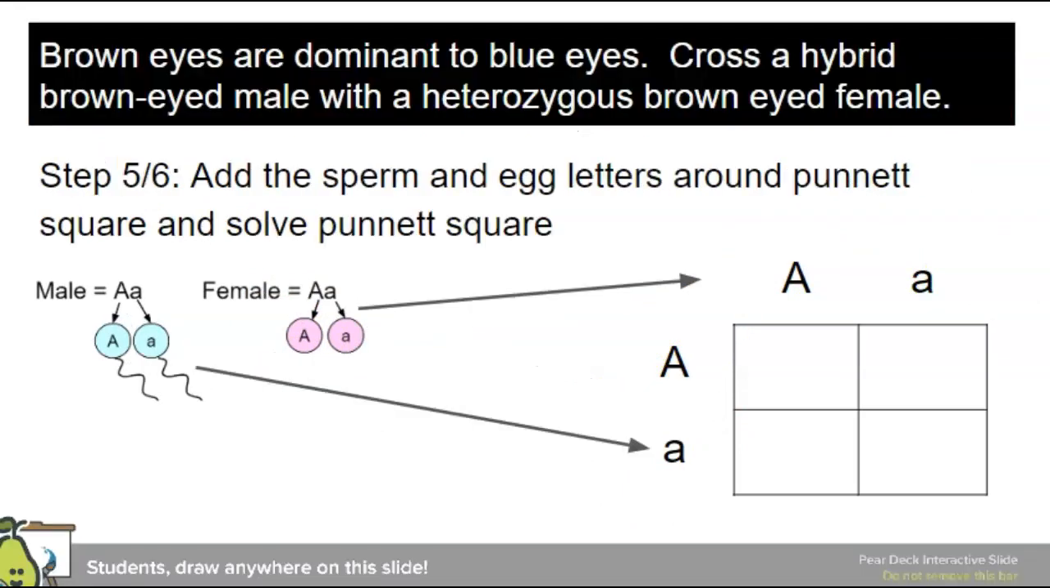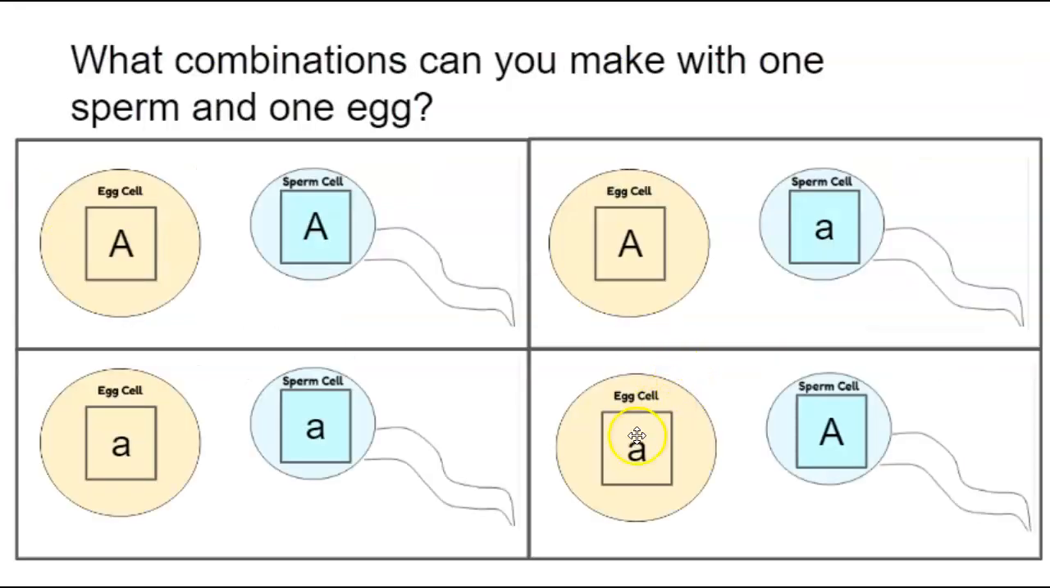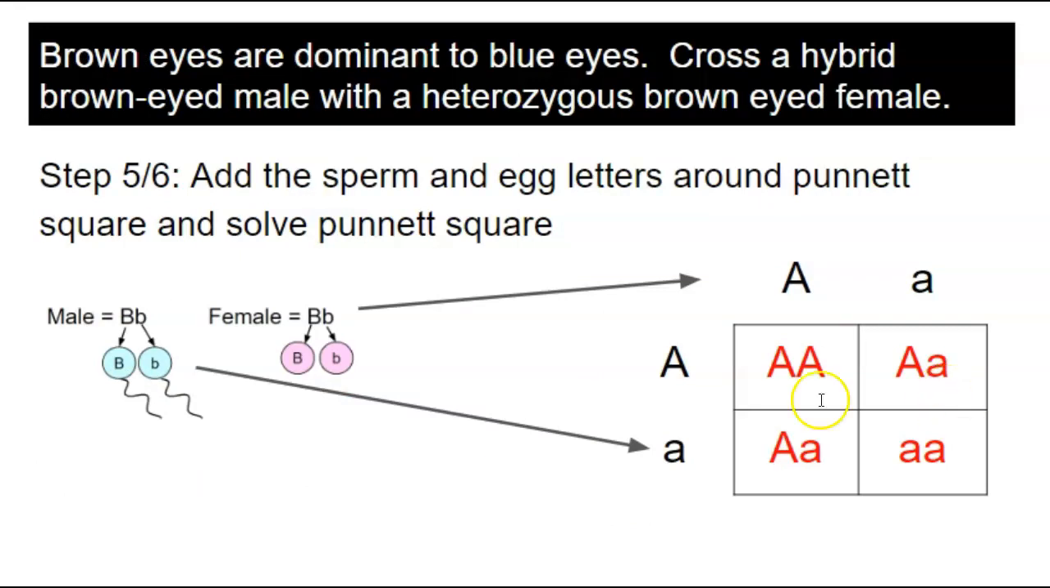So after we do this, we're going to drop down the letters. So in this box, I'm going to have a big A and a big A. This box, I get a big A from this side and a little a here. Here I've got a little a and a big A. Here I've got a little a and a little a. So I'm going to fill them in. What this represents is exactly what we did up here, where we were figuring out what combinations of sperm and egg I could have. We just put it in this box. So these represent the kids, the offspring.